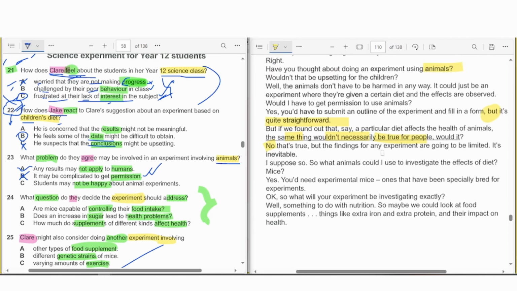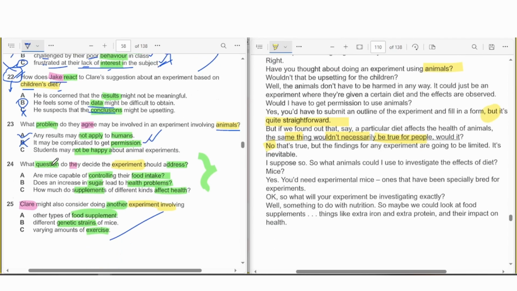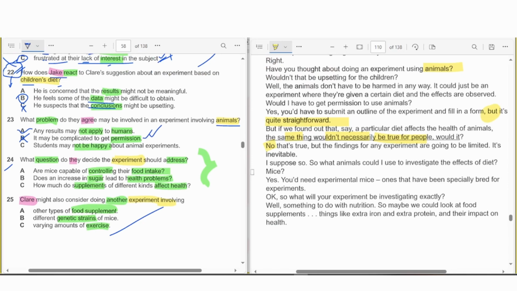All right. Let's go and do this for 24. "But the findings for any experiment are going to be limited. It's inevitable." "I suppose so. So what animals could I use to investigate the effects of diet?" "Mice? Yes, you'd need experimental mice." See, experimental. Here is experiment. They're saying experimental, right? So now you know it's time for 24. Let's go into that. "Ones that have been specially bred for experiments." Okay.